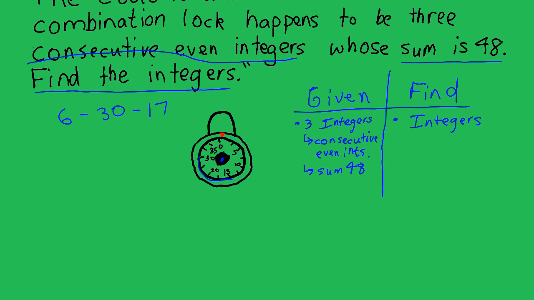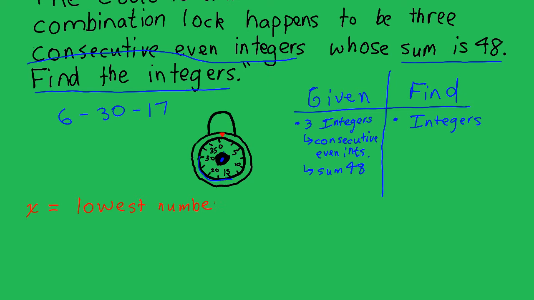So if we have 3 consecutive even integers, that means that there is a number with the least value, greatest value, and then one in between. So lowest number, middle number, and highest number. So let's define a variable right off the bat for the lowest number. So we'll say x, that's the variable that we'll use. We'll define it to be the lowest number.